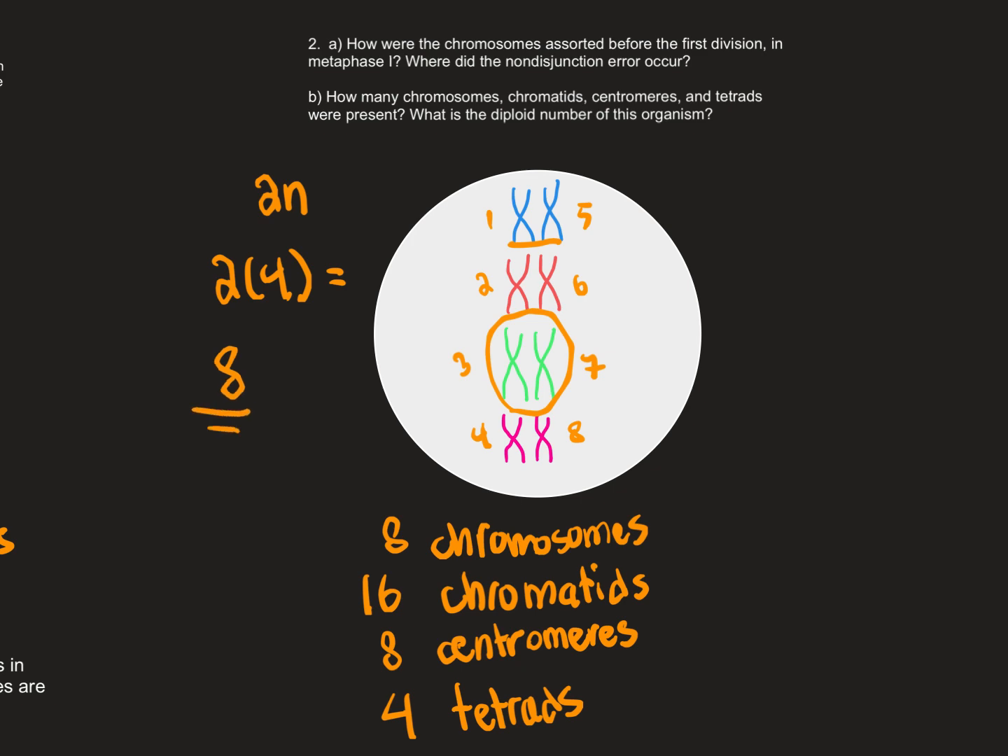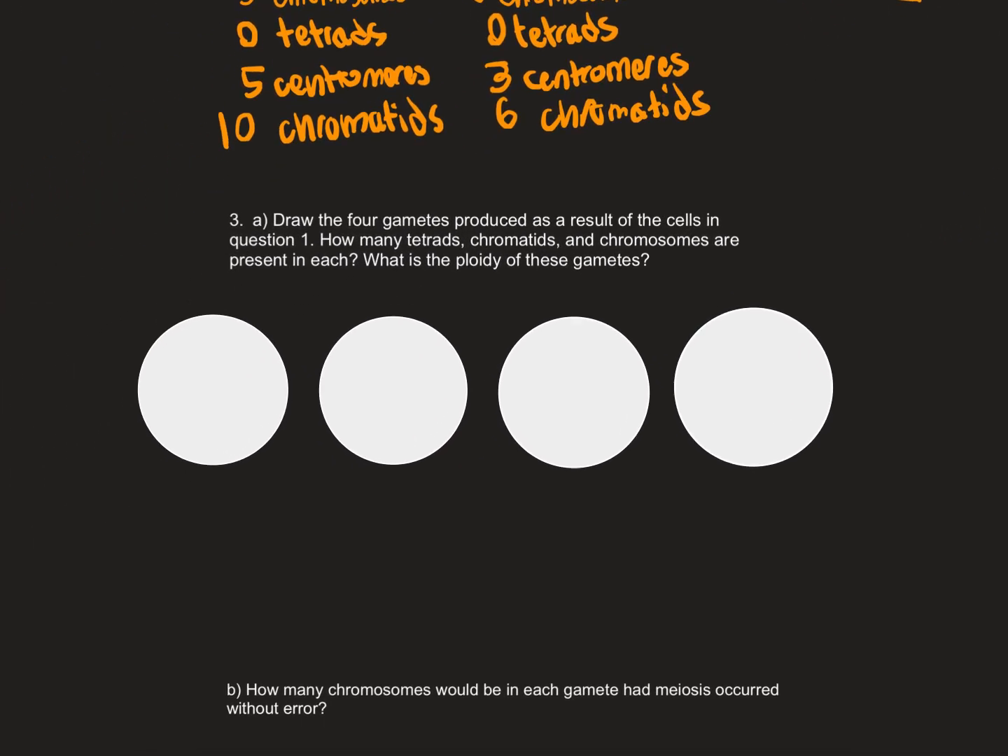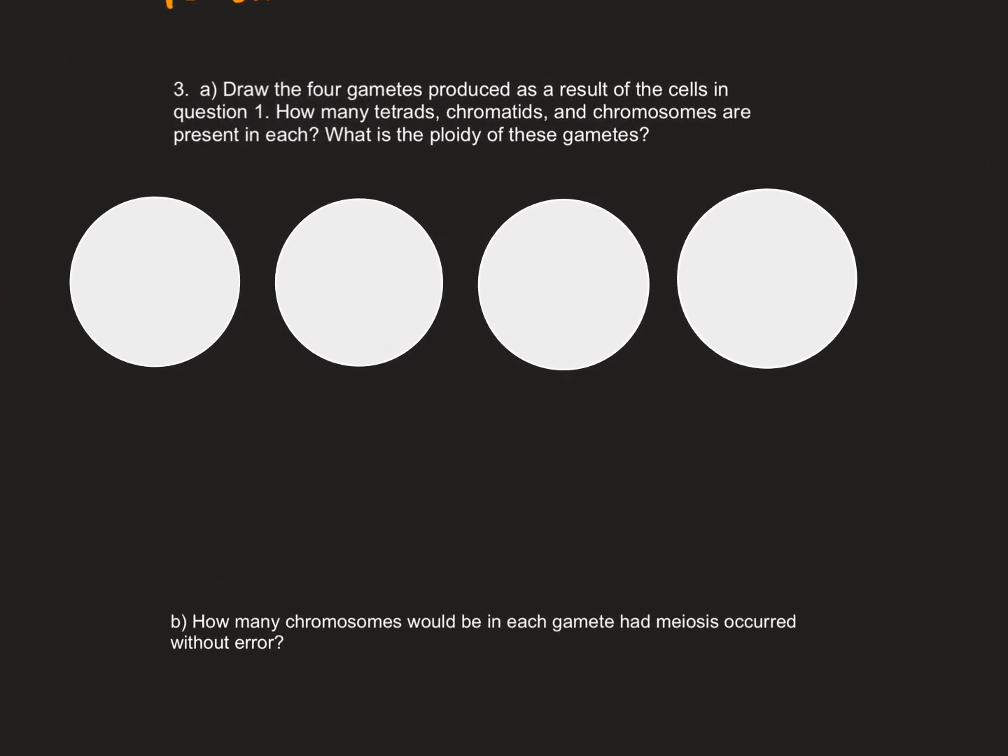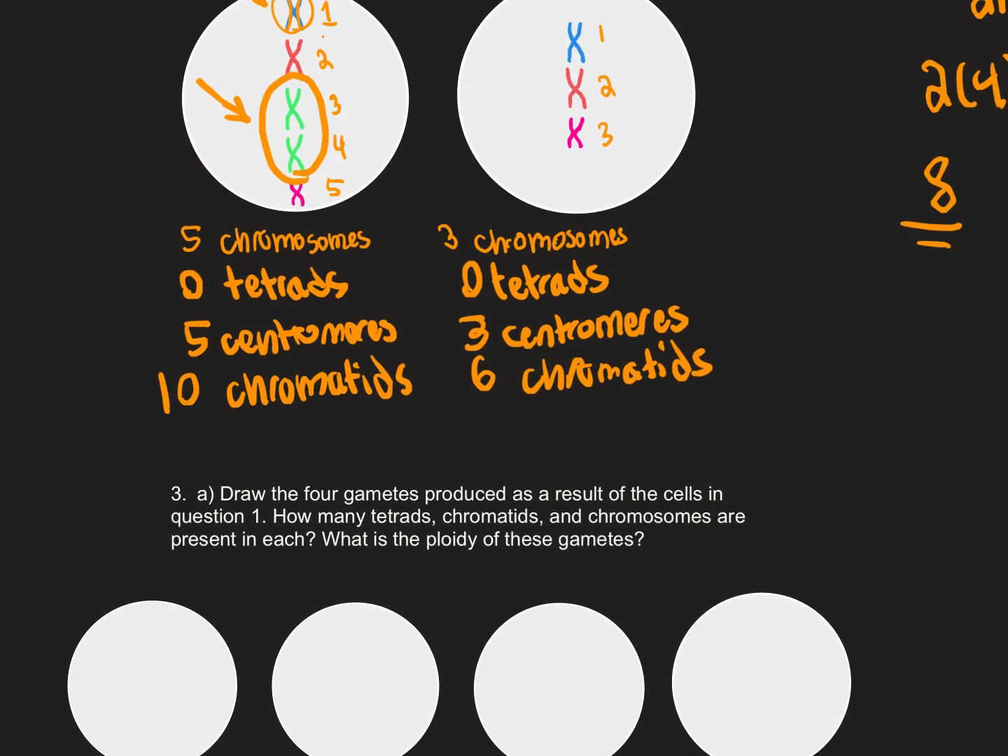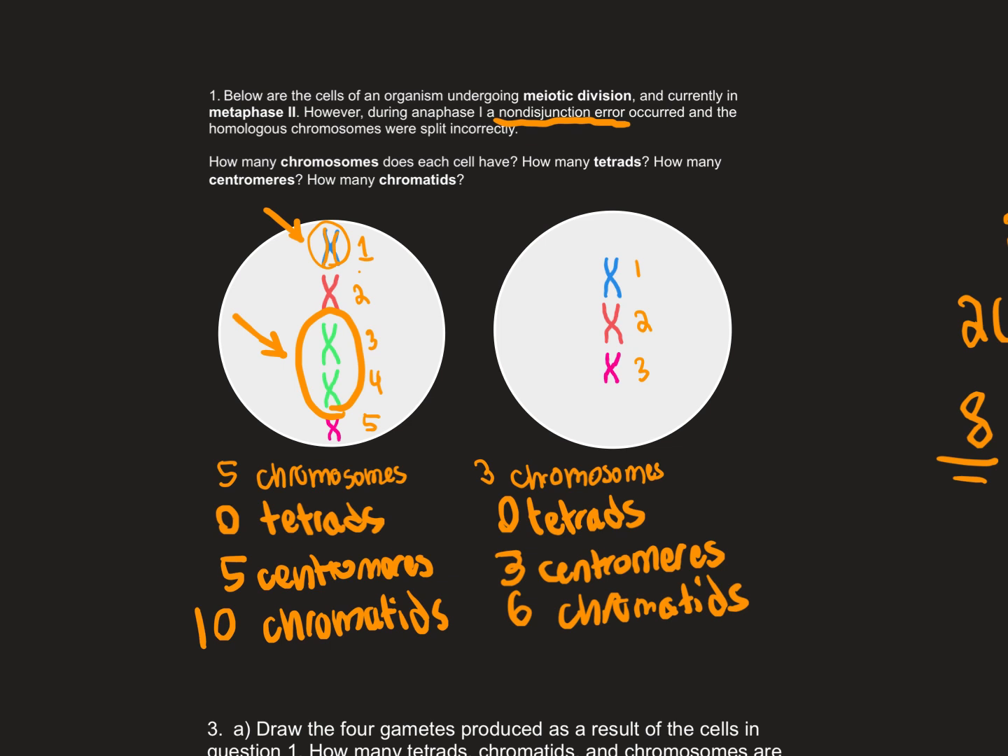All right, let's move on to our final question, question number 3. So here we're asked to draw the 4 gametes produced as a result of the cells in question 1. So if we go look at question 1, we can take a look at these 2 cells, and we can basically split up the chromosomes that we see in each of these cells into their sister chromatids, which will become the chromosomes for the 4 gametes. So each of these cells will produce 2 gametes.